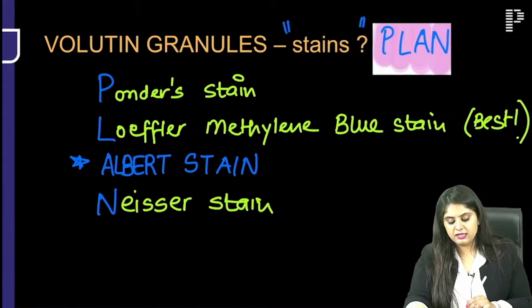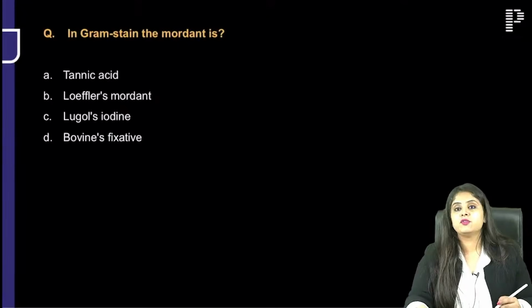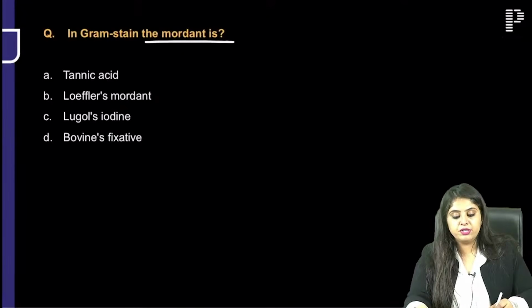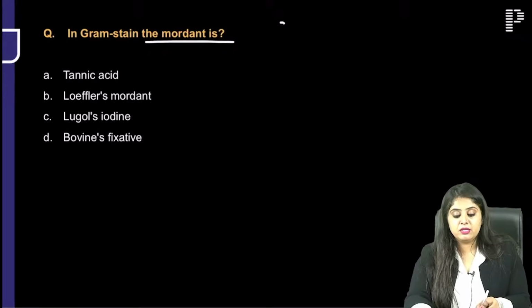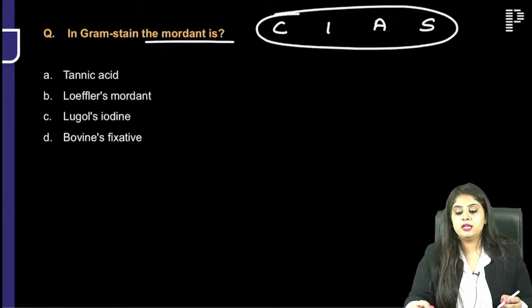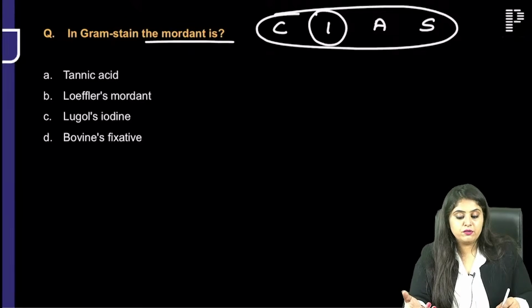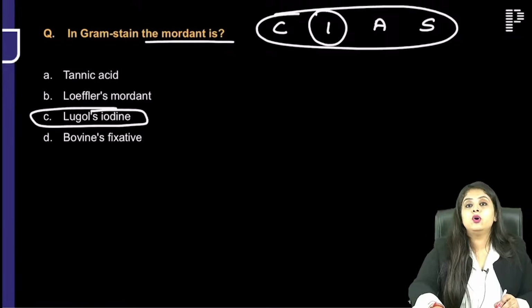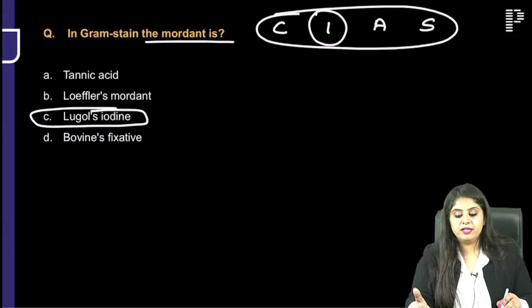Settled with this? Because I think 1 or 2 questions I would really want to ask you if you are ready. Can you answer this question for me? In gram stain, what is the mordant? So if you remember, in gram stain, it was come in and stain. So the mordant used over here was iodine. Instead of iodine, they have written something called Lugol's iodine, which pretty much means the same. So it is going to be Lugol's iodine. Very good. I got the answer.